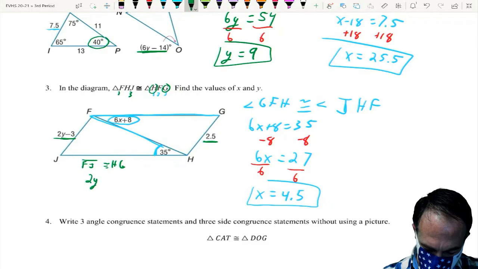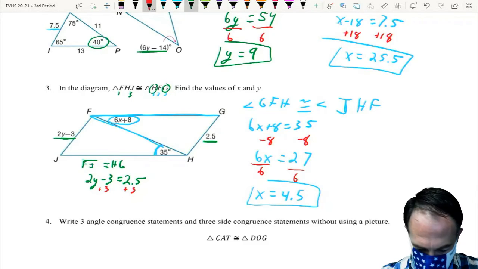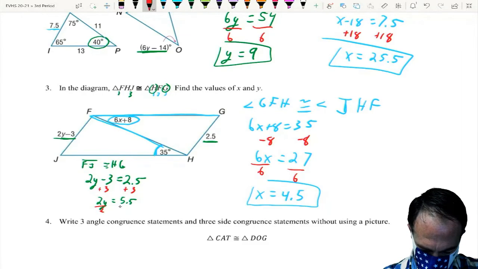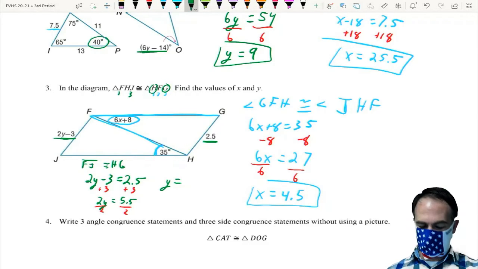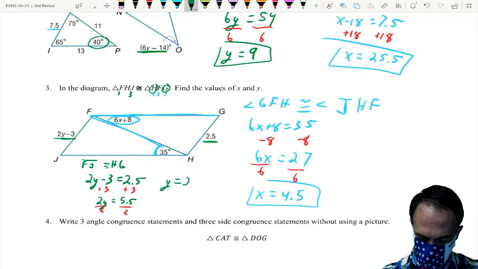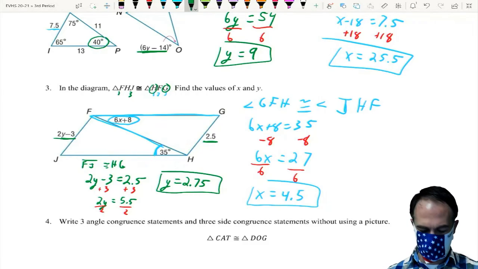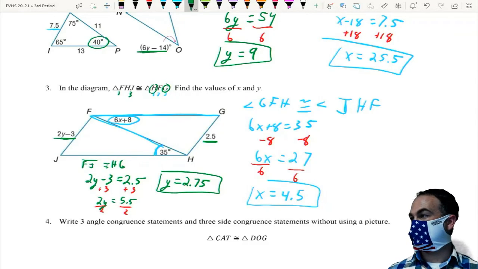So we set it up, 2y minus 3 equals 2.5. So that gives me 2y is 5.5. Divide by 2, and that gives me y equals 5.5 divided by 2, which is 2.75. All right. Any questions on number 3?